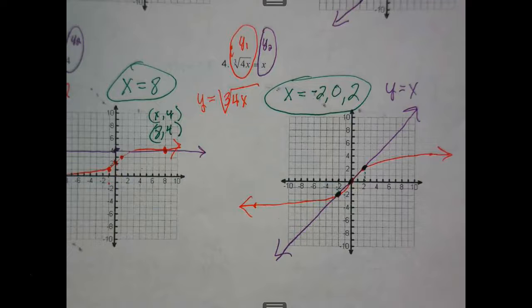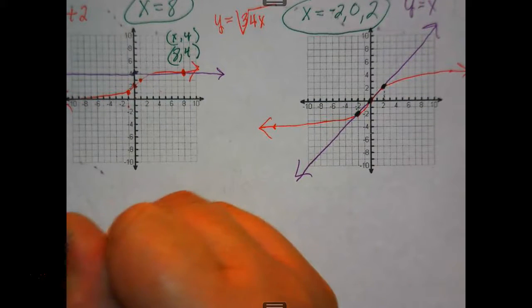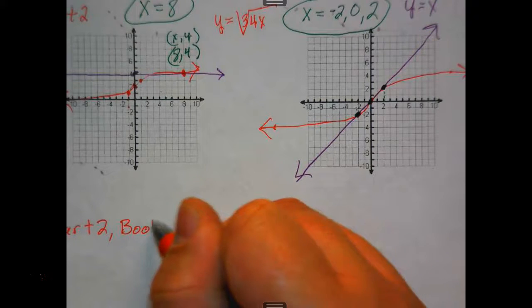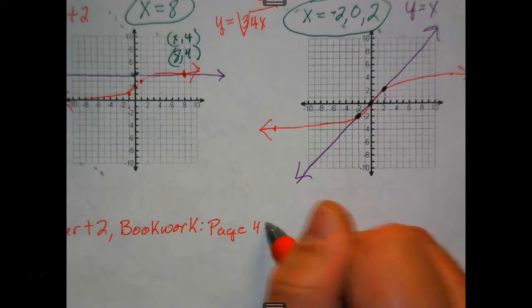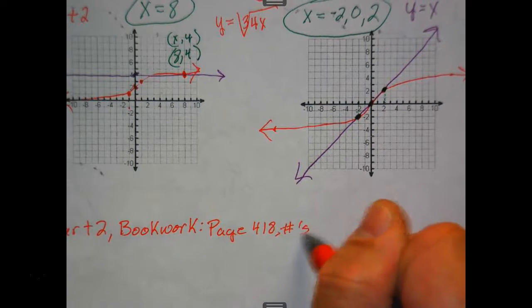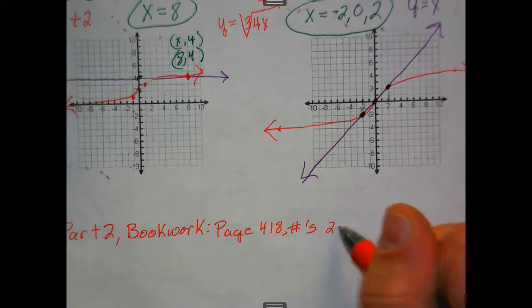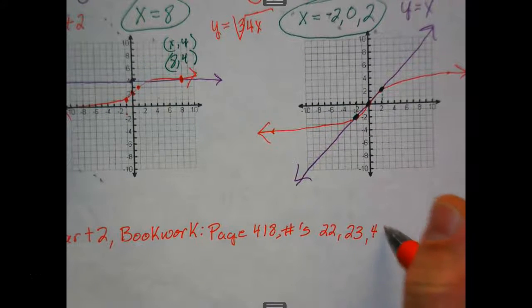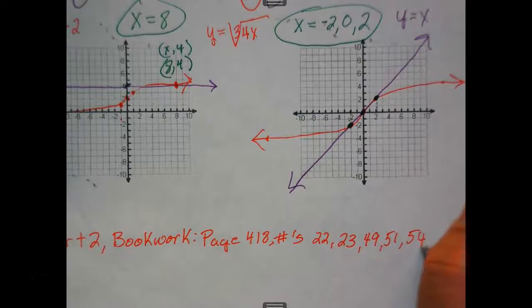Okay, so you picked up a worksheet, right? What does it look like? Bookwork. So 6.8 part 2 bookwork is page 418. Numbers 22, 23, 49, 51, 54.